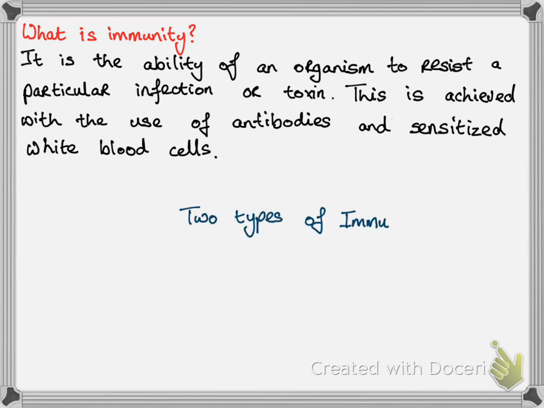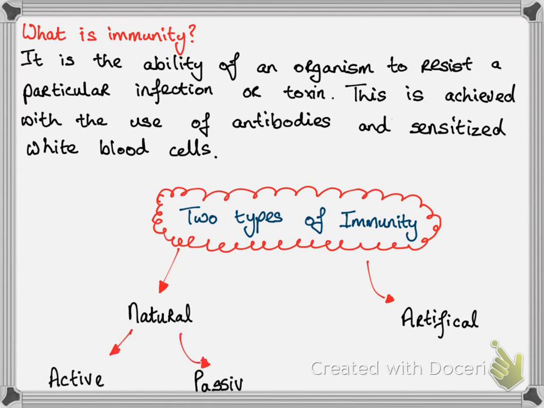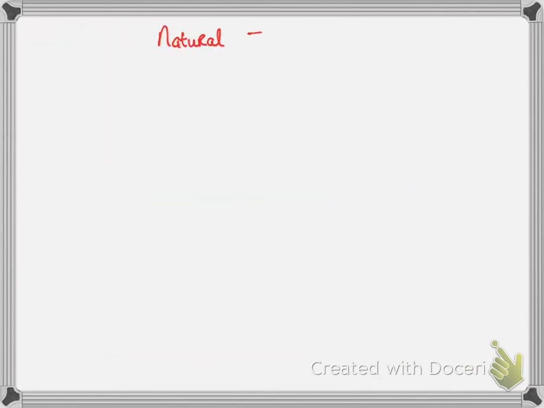There are two types of immunity. First one is natural and the second is artificial. So one we do naturally and the other one we have designed. The methods of doing these, or how these can be acquired: natural immunity can be acquired actively or passively, and the same can be said for artificial. And I will explain this now. So let's start with active immunity.